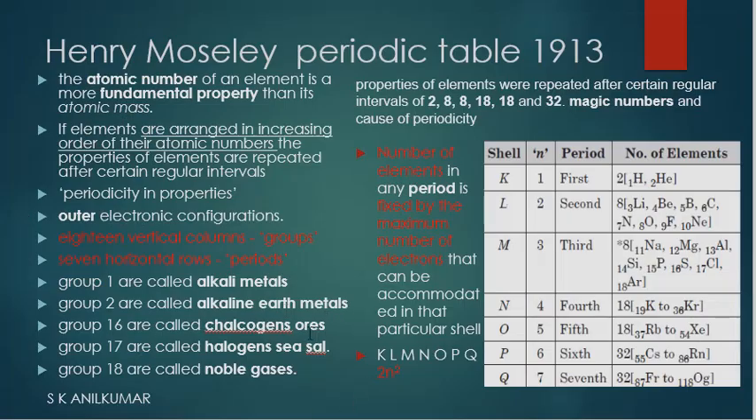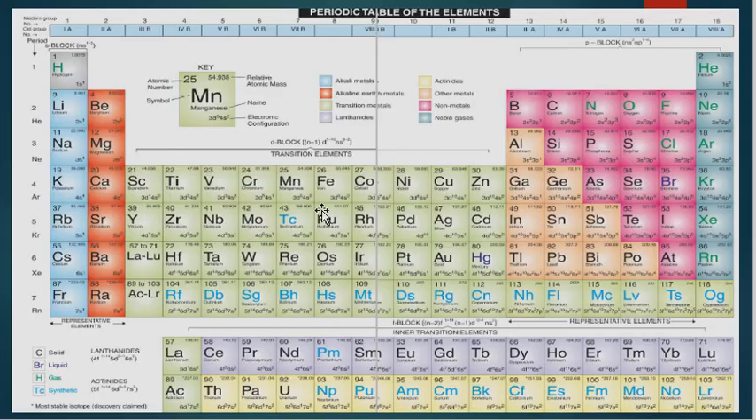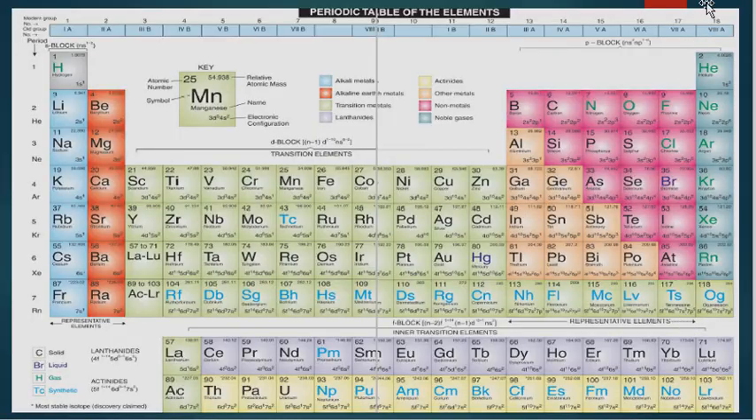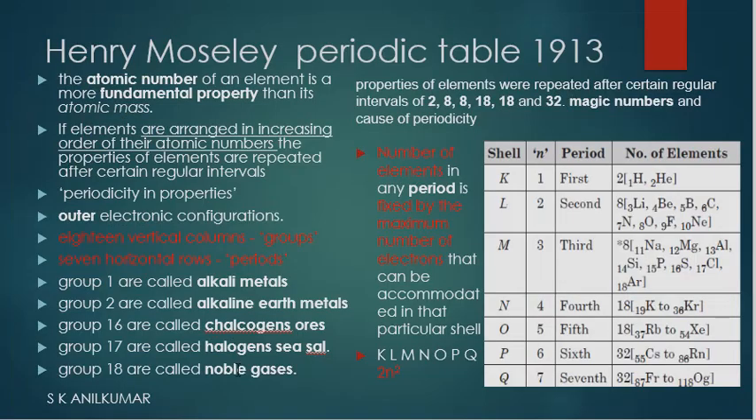Then we have the chalcogens, group 16, which he called ores. These are the ones which are ores, such as sulfur and others. He called them ores in those days. And then he called group 17 the halogens, that is sea salt formers, and group 18 the noble gases. Chlorine, bromine and others he called sea salt formers. That is how Henry Moseley named them.